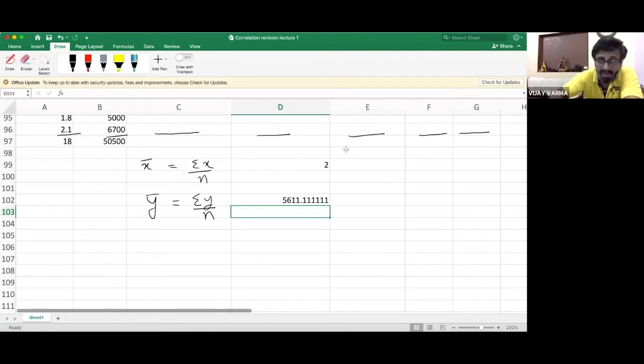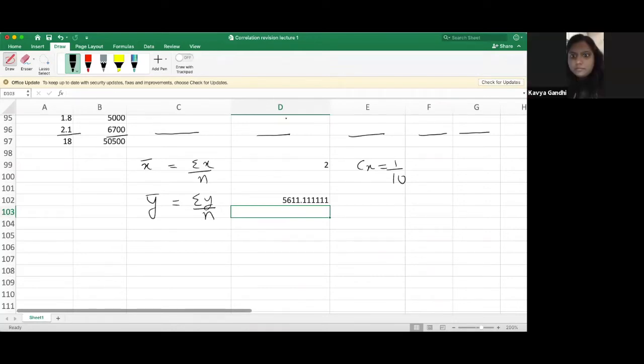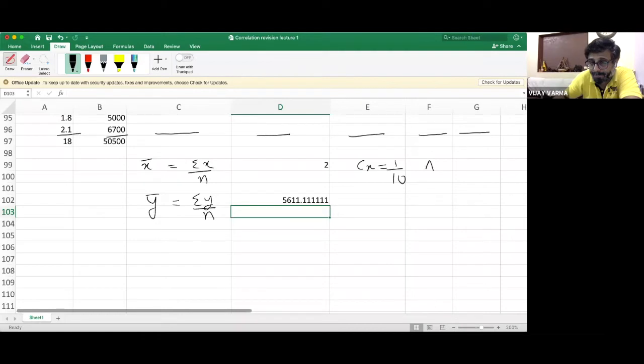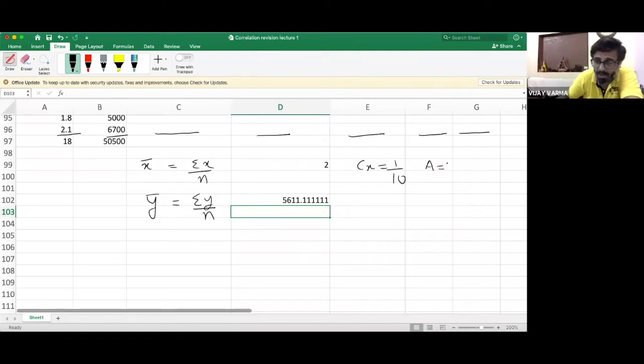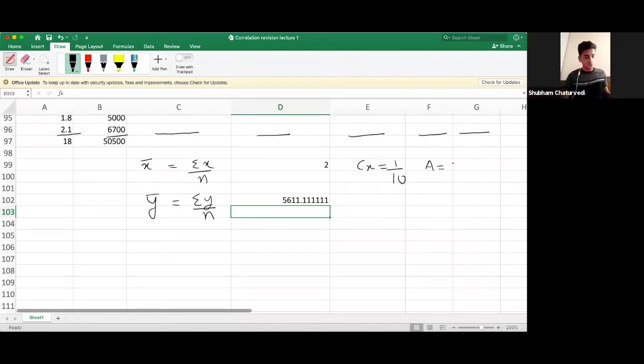Now assumed mean, what will we take? Raise your hand. First of all, the common factor in x we discussed is 1 by 10, which means we are actually going to multiply with 10. Shubham Chaturvedi, what will you take as assumed mean A for u? No, we'll take 20.